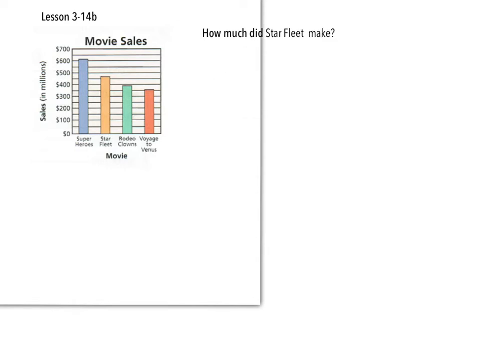The first thing we have to do is find Starfleet, and then follow that up. It's going to be in between 400 and 500. Now this is sales in millions, so it's probably going to be between 450 and 500. So we can just say roughly around $475 million. Now remember, boys and girls, it's normally going to tell us whatever the scale is, and that's important because what if we thought this was just in straight dollars? Well, you're off by a whole bunch. Or if we thought it was thousands, there could be a lot of different things with that.